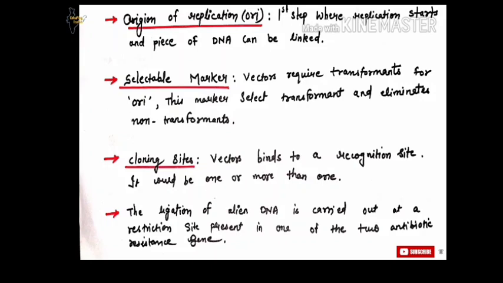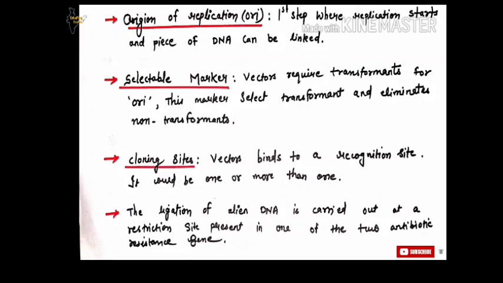So the selectable marker helps the vectors in introducing them into transformants and eliminating the non-transformants. So what do the selectable markers do? They identify the selectively perfect transformant and eliminate the non-transformant. So this is the second step.